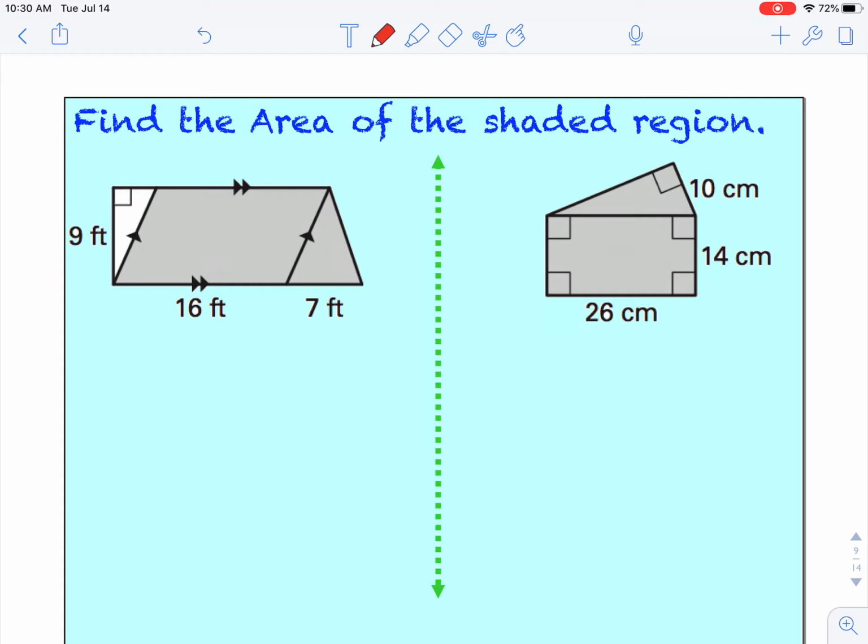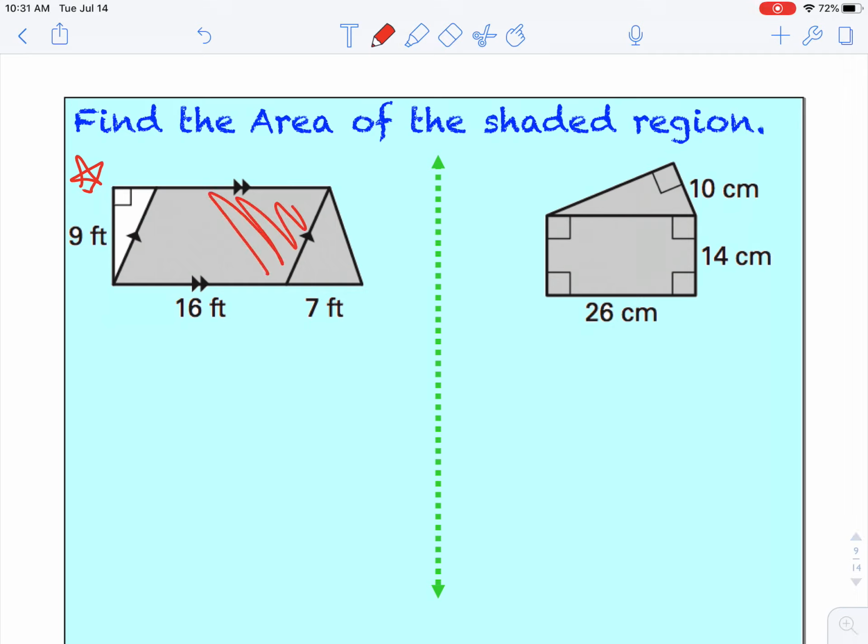Okay, let's continue on. Find the area of the shaded regions here. Again, I will do one of these, and you can do the other one. I am actually going to do this one right here. Now, some people get confused, but what you really have is a trapezoid, and you could use that information.